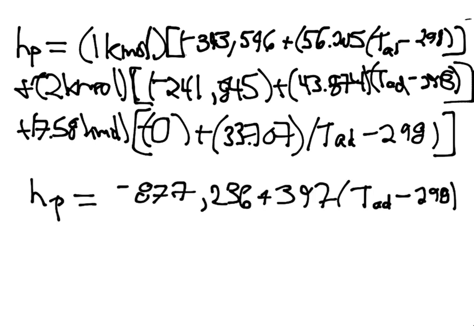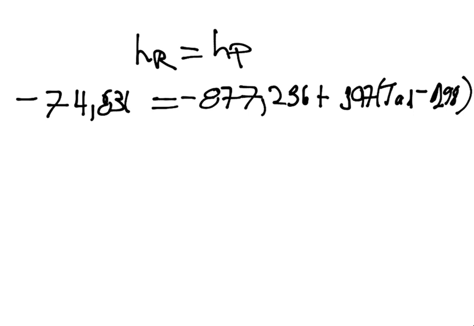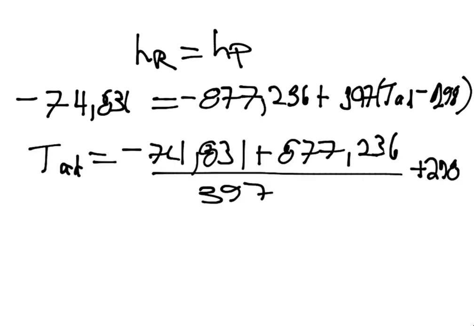Now, if we're to simplify this equation, we're going to get negative 877,236 plus 397 multiplied by T adiabatic minus 298. And now we're going to set that equal to our reactant side. And by doing so, we're going to get negative 74,831 on our reactant side is equal to negative 877,236 plus 397 times T adiabatic minus 298.